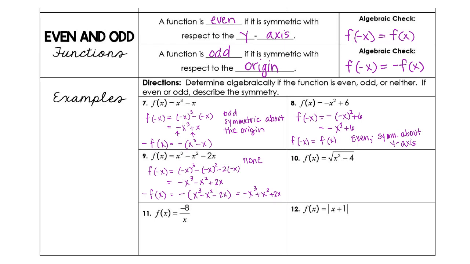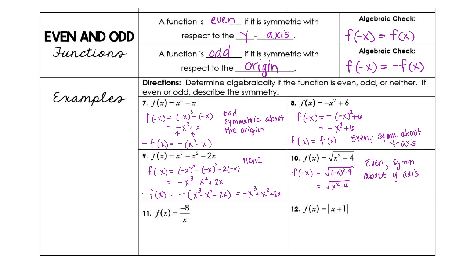All right, so for number 10, again, let's substitute in f at negative x. Square root, and we have negative x all squared minus 4. So that's just going to give me back x squared minus 4, which is what we started with. So then we are going to be even. And so we are symmetric about the y-axis.